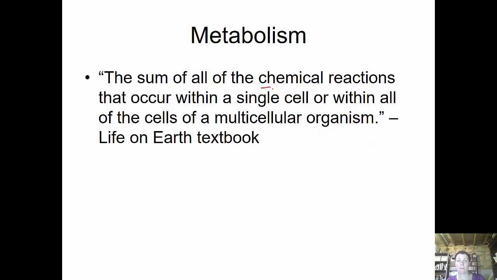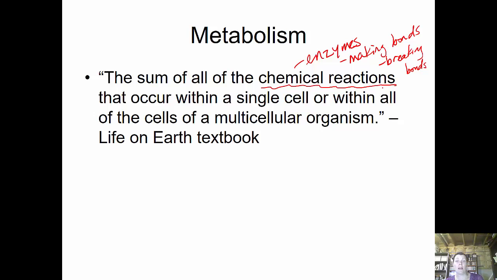We've already talked about chemical reactions. And those chemical reactions, we said, happen because of enzymes, right? Enzymes are going to speed up these chemical reactions to make sure that they're happening. And we said that enzymes can do chemical reactions two ways. We can either do that by making bonds, or we can do it by breaking bonds. And so metabolism is going to be either breaking down molecules into smaller pieces by breaking bonds, or we're going to build new big molecules by taking small stuff and putting bonds between them.